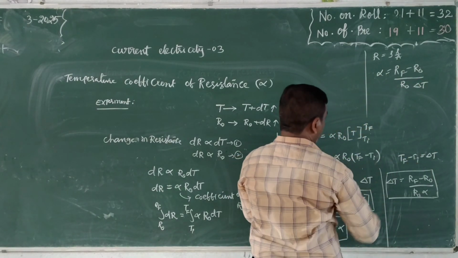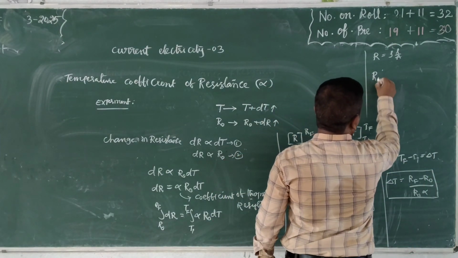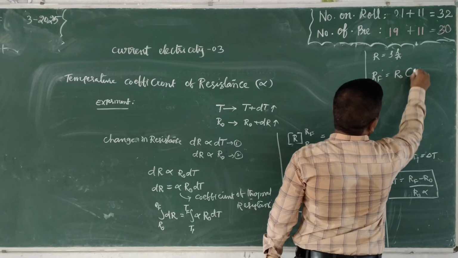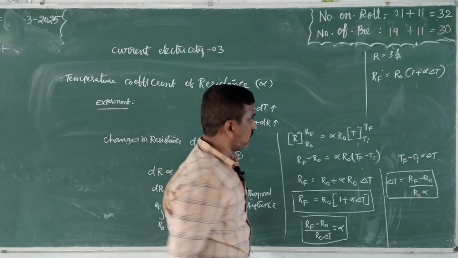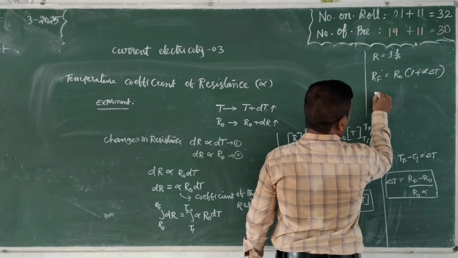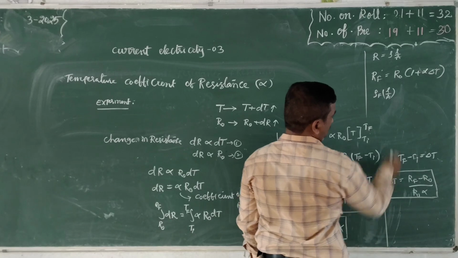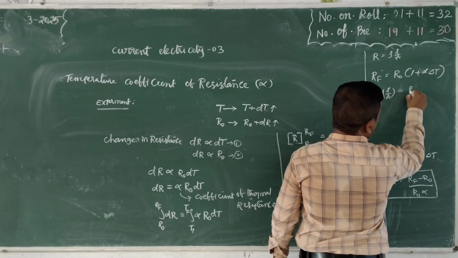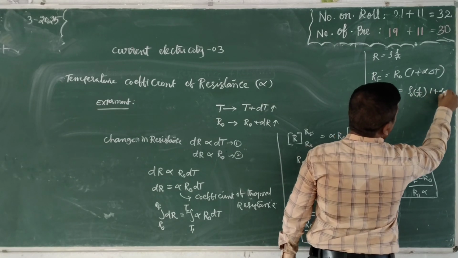Otherwise this formula we can take, it is the main formula: R final equals R naught into 1 plus alpha delta T. So any one we can take, it will come. See here, R final means we can write rho final L by A, length and area not changing. Here rho naught means R naught L by A. So what we get here is 1 plus alpha delta T.